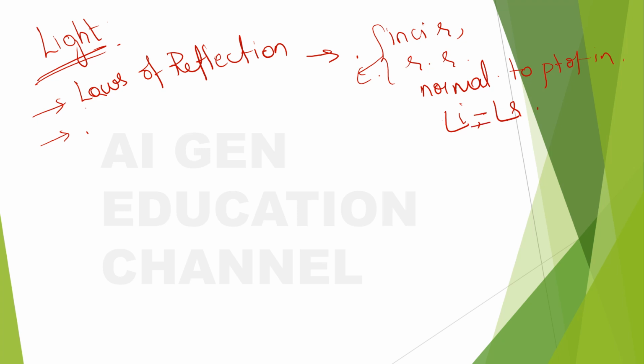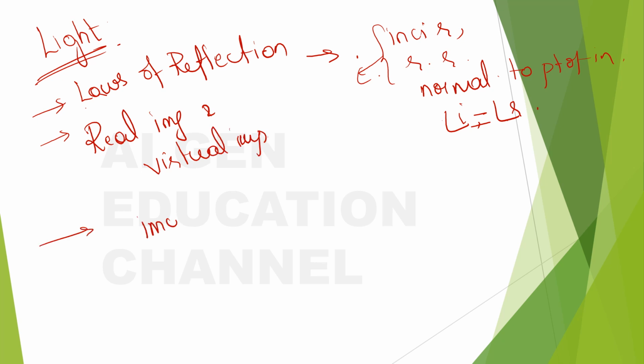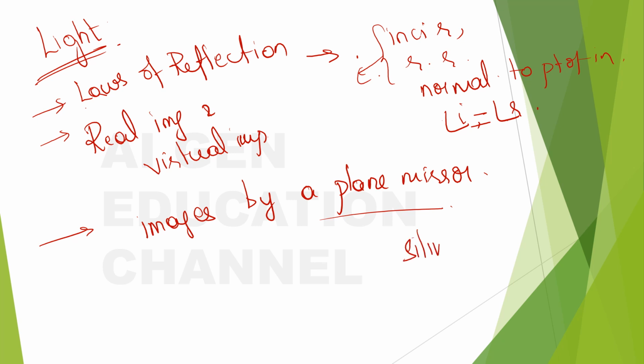Okay, and after that we have seen the differences between the real image and virtual image, right? And based on this concept we have cleared the concept of formation of images by a plane mirror, right? So we have seen what helps the mirror to reflect the light. It is called silvering, and in silvering what are the things that will be used? Yes, it may be silver or aluminium.